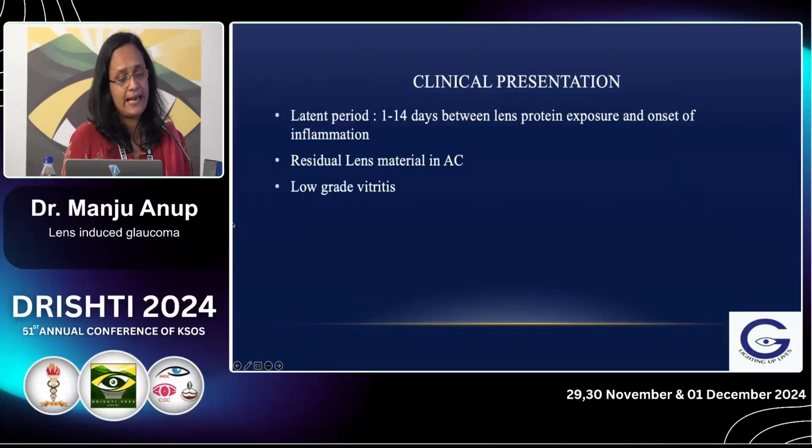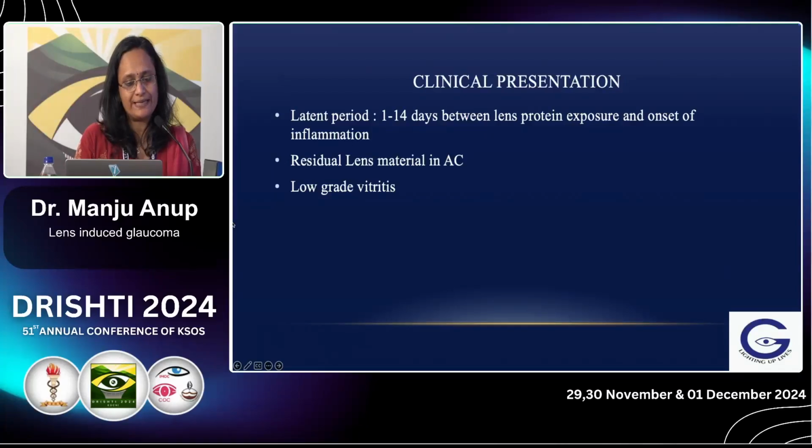Again, there will be a latent period of 1 to 14 days between the lens protein exposure and onset of inflammation. The clinical findings include circumcorneal congestion. There can be KPs on the endothelium, moderate cells and flare with hypopyon. Sometimes this hypopyon may be blood tinged, which gives a clue that it is phacoanaphylactic glaucoma. You can see residual lens material in the AC, and synechiae formation. Sometimes there will be low grade vitritis also. Intraocular pressure will be elevated and the angles will be open.